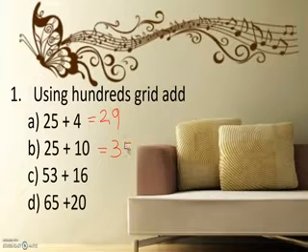53 plus 16. 16 means 10 plus 6. We all know that the expanded form of 16 is 1 ten and 6 ones. So to add 16, you have to move 1 ten and 6 ones. To move tens, you have to move 1 time downwards, and to move 6 ones, you have to move 6 steps forward. So 53 plus 16. Let's see how we can do that.